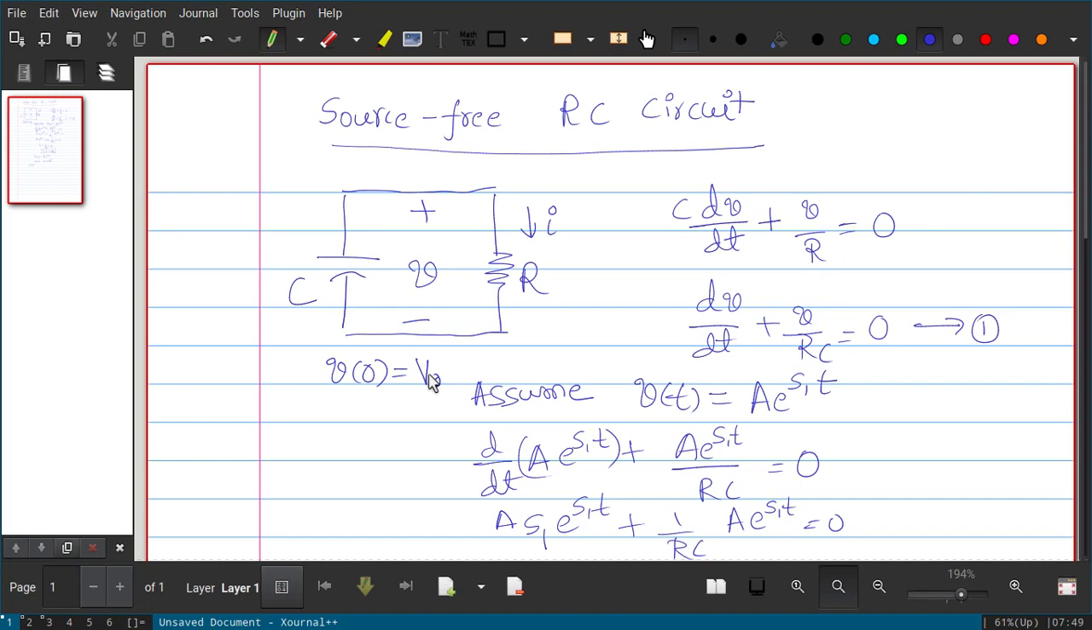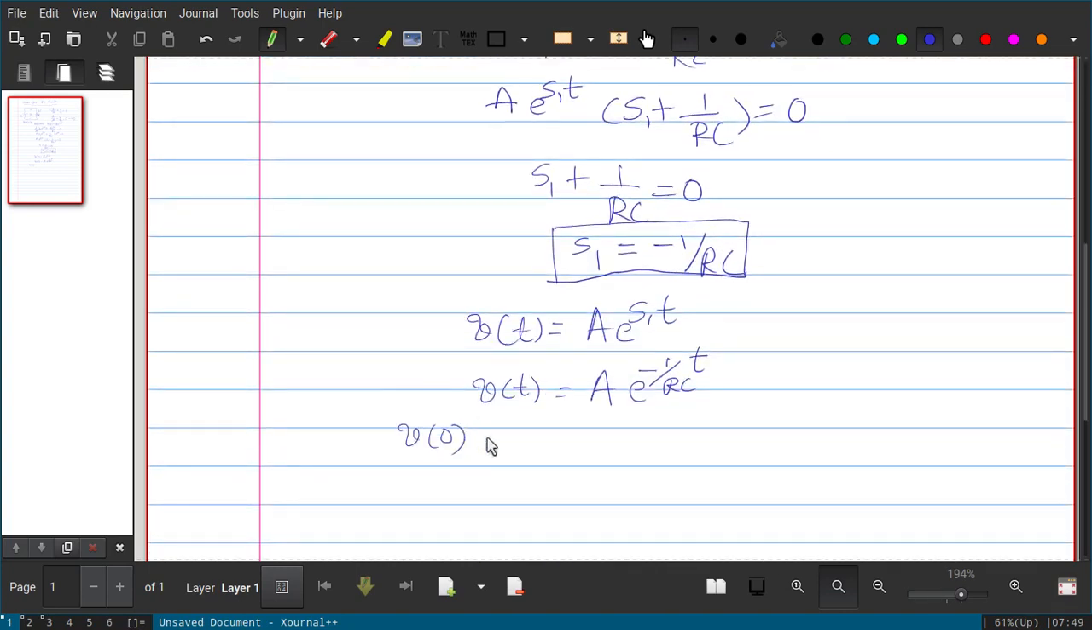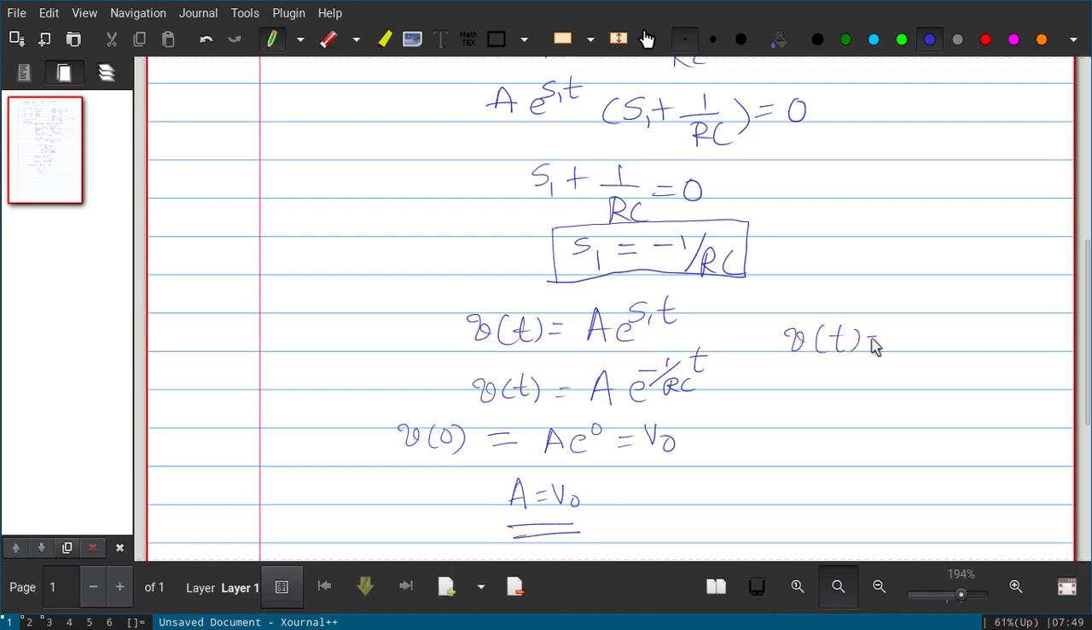Only then can we see the voltage across the capacitor. If the capacitor is not charged initially, if you simply take a capacitor and resistor, you will not find any voltage there. So it is initially charged to V naught. So V of 0 is A e power 0 equal to V naught, then A is nothing but V naught. So our solution V of t is V naught e power minus 1 by RC into t. This is the solution.